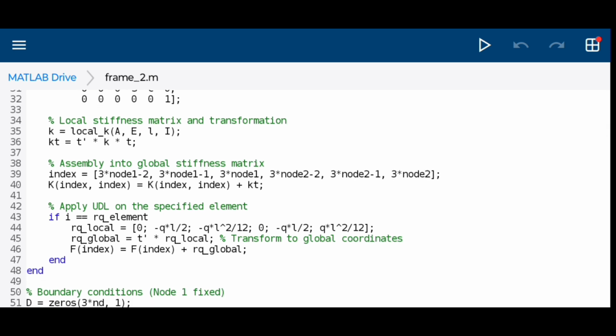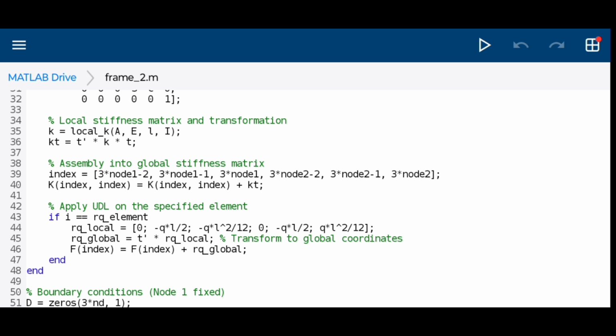Now the indexing, as I consider you have already watched the truss problem, is similar to the truss one. There it was 2 node 1 minus 1, 2 node 1, and 2 node 2 minus 1, 2 node 2, as there were only two degrees of freedom for one node. Here it is 3, so we are using 3 node 1 minus 2, 3 node 1 minus 1, 3 node 1.